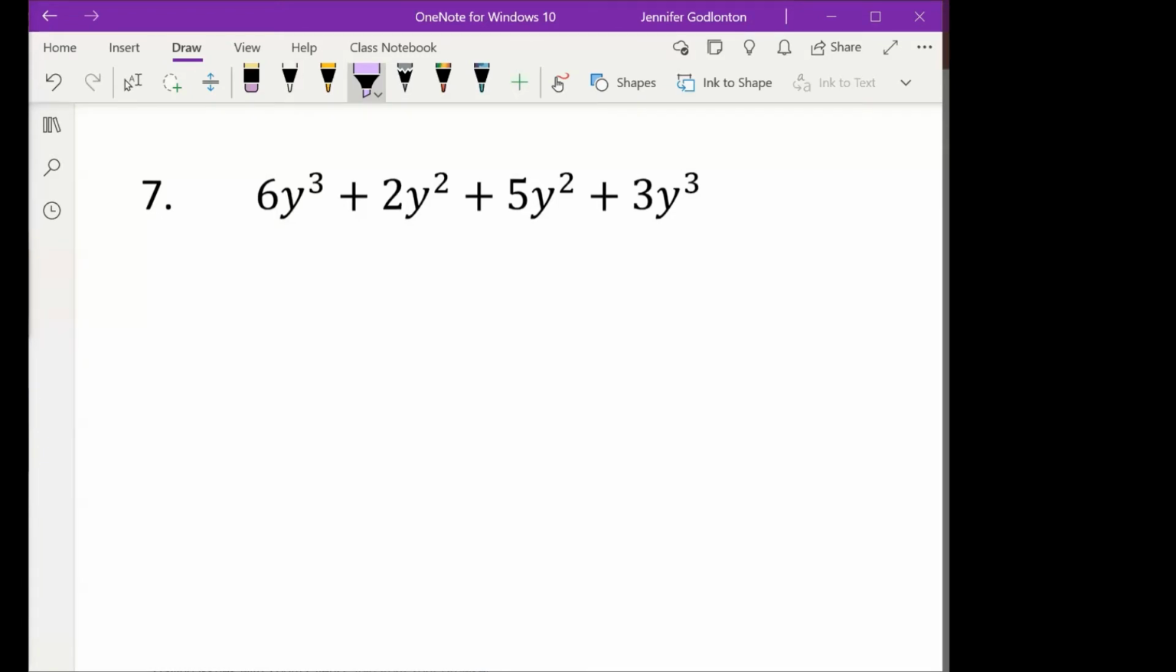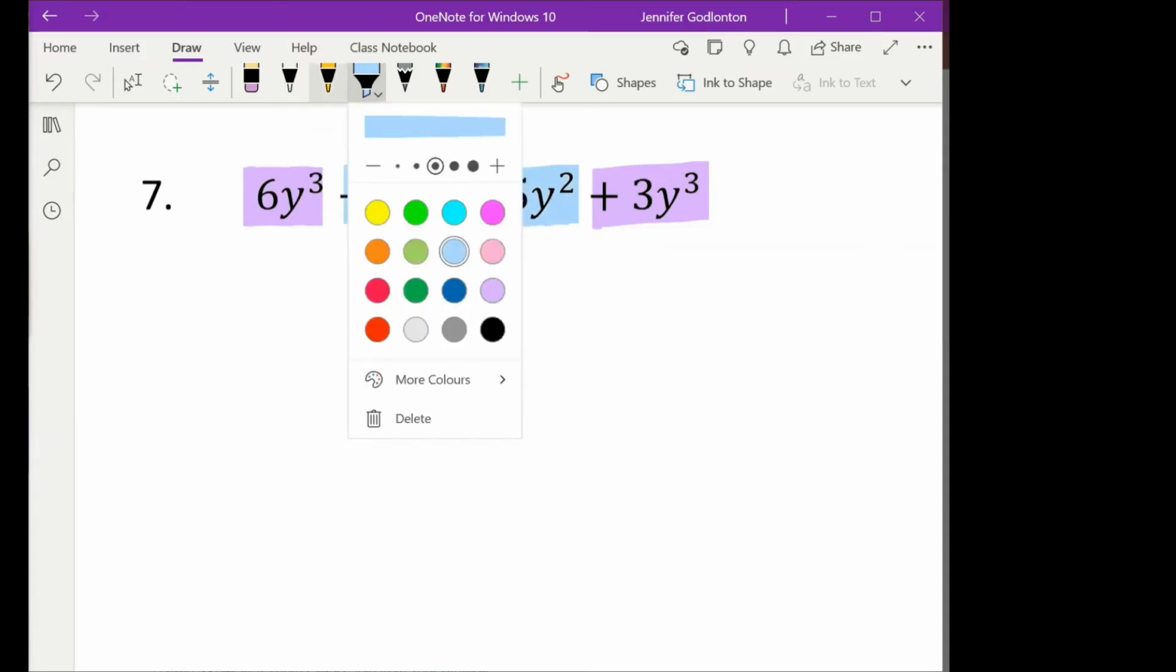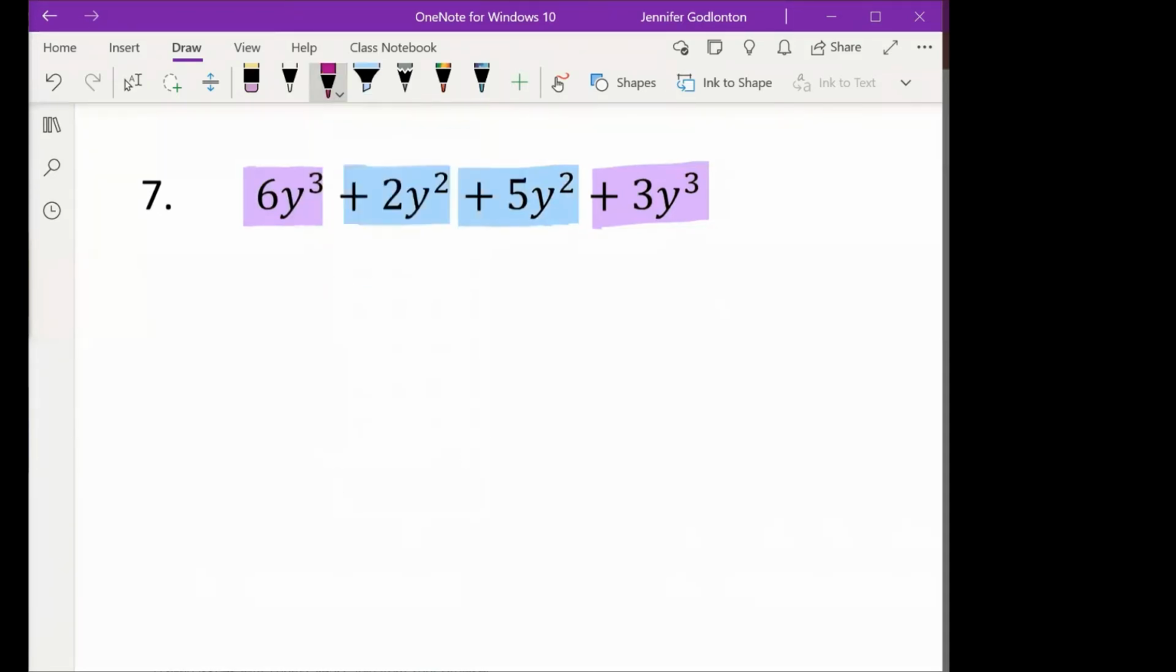Tabetsu, are you going to give me your answer? I think the answer is 9y to the power of 3 plus 7y to the power of 2. Excellent. Well done. Nice job. Okay, so those two are like terms because they're both y cubed. And then these two are like terms because they're both y squared. So remember, with like terms, they have to be identical in every single way. They have to have the same letter and they have to have the same exponent. Okay, so we have 6 plus 3, which gives us 9y cubed. And then we've got 2 plus 5, which gives us 7y squared.